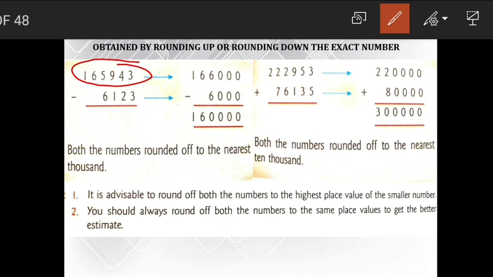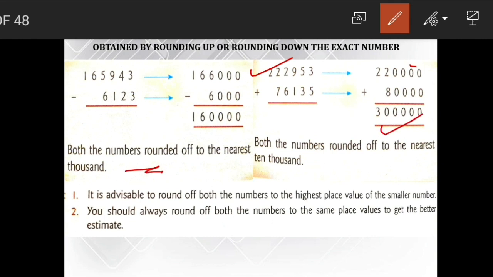In the next question, again you can see the smaller number is 76,135, and that is why they have rounded it off to the nearest 10,000 so that all the other digits become 0 and only one single digit is left. When we convert it to the nearest 10,000, we get 80,000, and because we converted this number to the nearest 10,000, we will convert the other number also to the nearest 10,000 and we will get 2,20,000. Now because this is estimating the sum, we will add and we will get the answer.